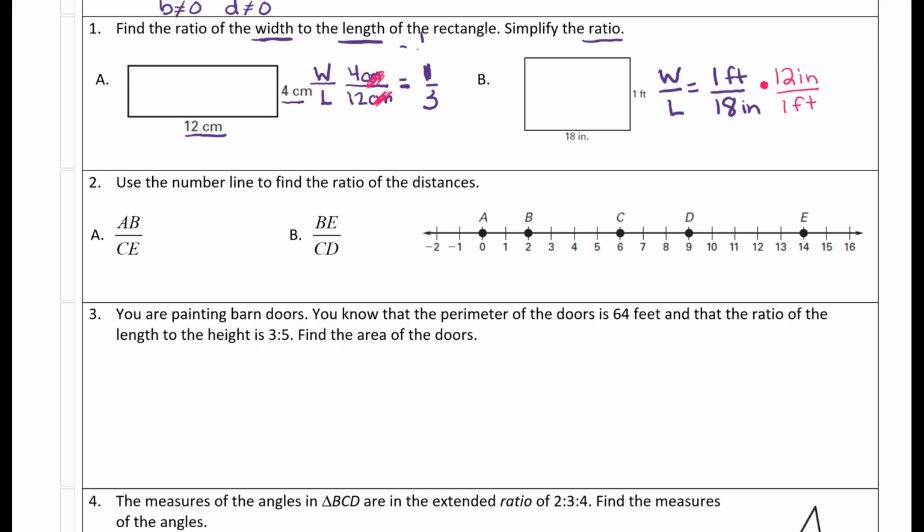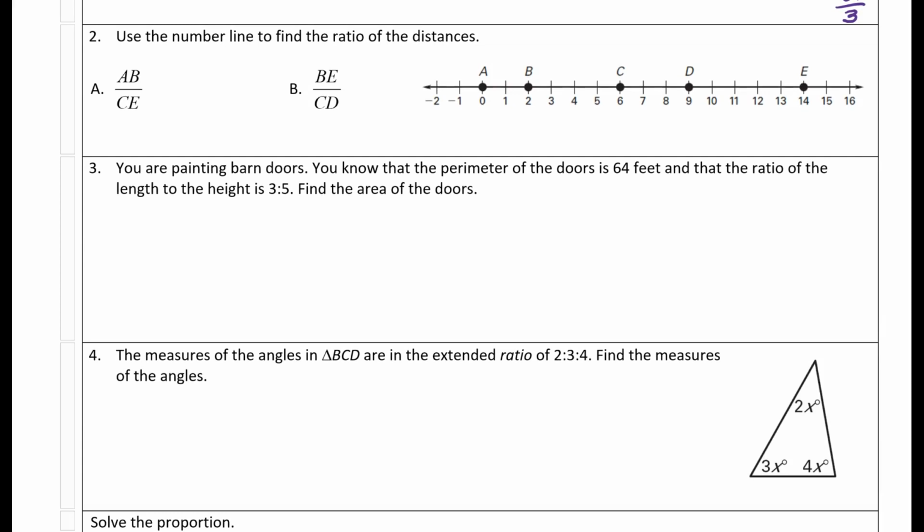Now the reason why I do it this way is that the inches and the inches will cancel out, and the feet will cancel out, and now I can simply multiply straight across. So I can say 12 over 18, reduce that down by 6, so that is a ratio of 2 to 3. Now, looking at ratios in a little different context is on a number line.